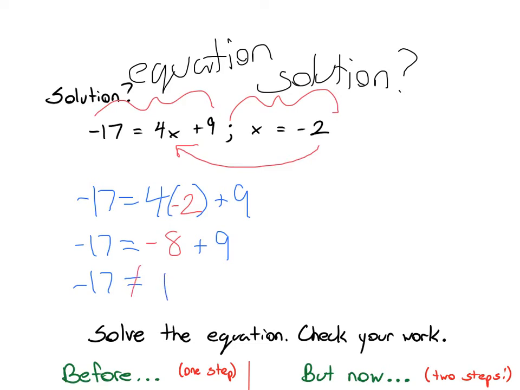And we know negative 17 does not equal 1, so therefore, of course not. Is negative 2 a solution? The answer is no, it's not a solution, because it didn't make the equation true. Remember what a solution does. A solution solves the problem. Negative 2 did not solve this problem at all. Negative 17 is not equal to 1. This you know. So therefore, it's not the solution.